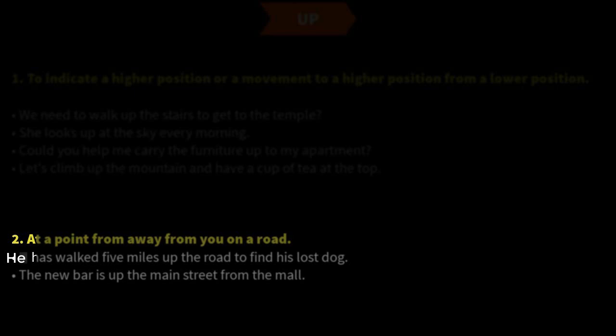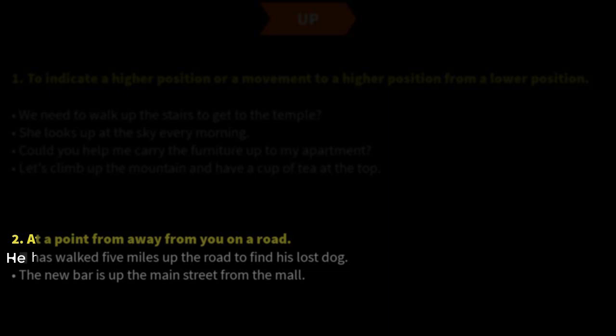He has walked 5 miles up the road to find his old dog. He has walked 5 miles up the road, along the road in a particular direction on the road to find his dog. We can also use down here. That would also give the same meaning. We can walk up the road, down the road. If the road has a slope, an upward slope, in that case we will specifically use up the road. If the road has a slope, a downward slope, in that case we will use down the road.